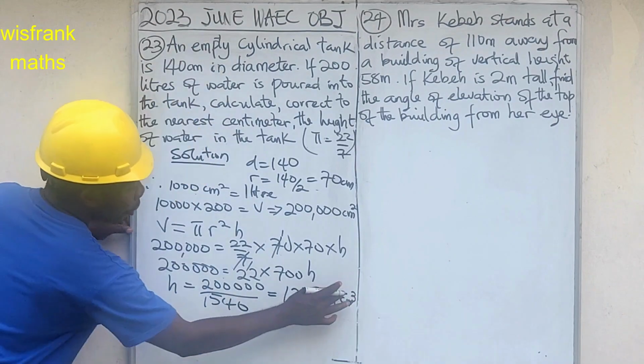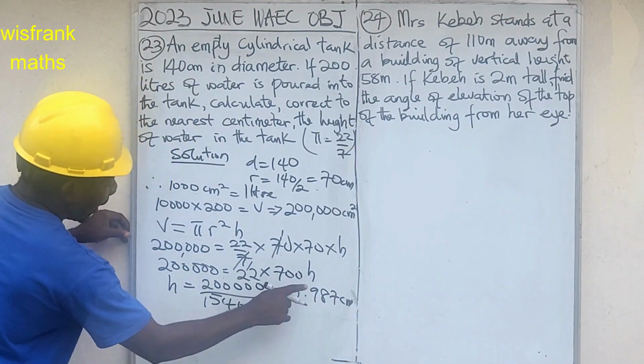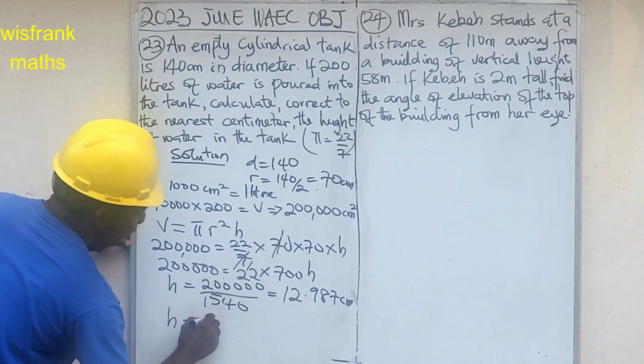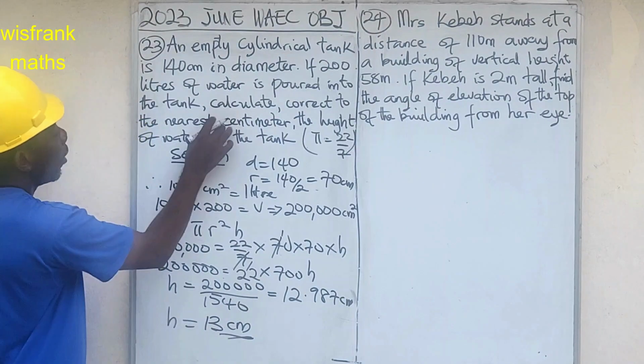it's going to give us 12.987 cm. No, cm, because it is the height. Now we are asked to correct to the nearest cm. So our height, which is h, will be 13 cm. So that is the height of the cylinder.